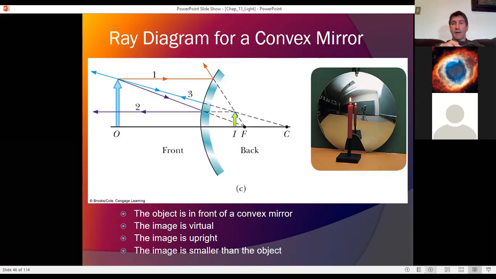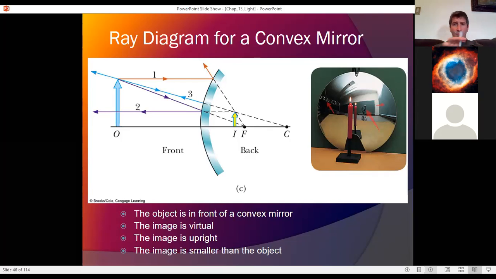Now, here's a convex mirror showing the image of a candle, but do you notice we can actually see the reflection of the entire room? Okay, whoever took this, there's the camera right there. Hey, there's a camera right there. We can see blackboards, okay? We can see other things.